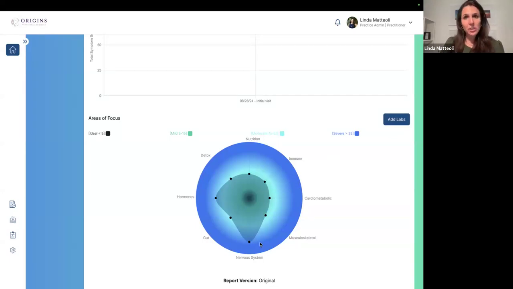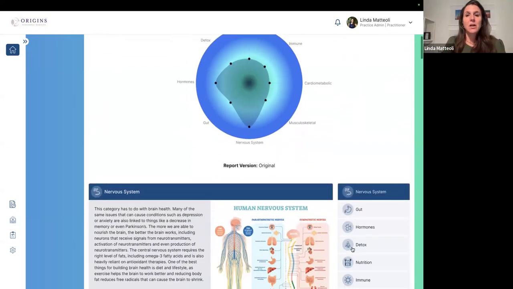Now, just looking at this graph, I can tell for this patient that we really need to focus on their nervous system. We also need to focus on their hormones and their gut. So I would be explaining to the patient, these are the three areas that are the common thread throughout our discussion during this appointment to help manage their symptoms and treat their disease.